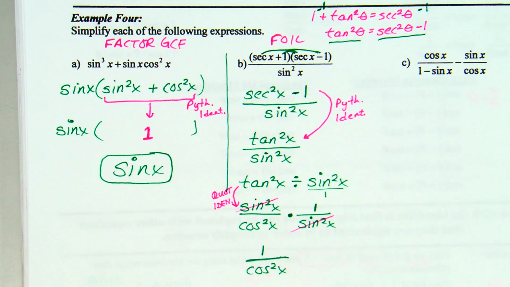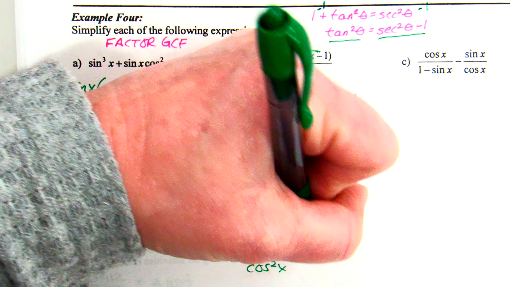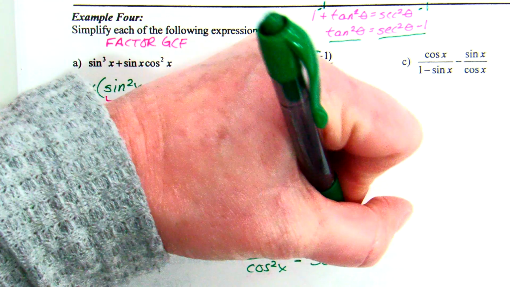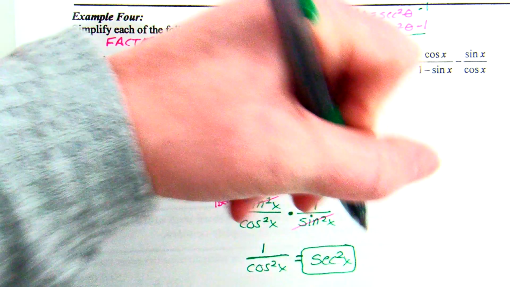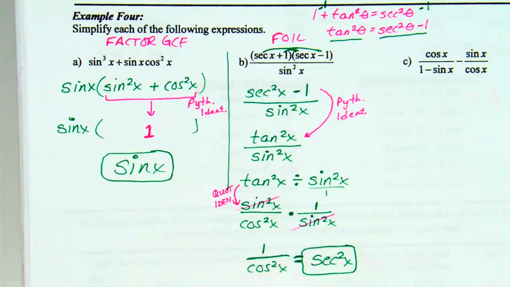What do you know about 1 over cosine? It equals something. Cosine is the reciprocal of secant. So if 1 over cosine equals secant, then 1 over cosine squared equals secant squared. We almost could have stopped at the previous one, but if you can get it out of a fraction form into just a basic trig function, that's going to be better off.